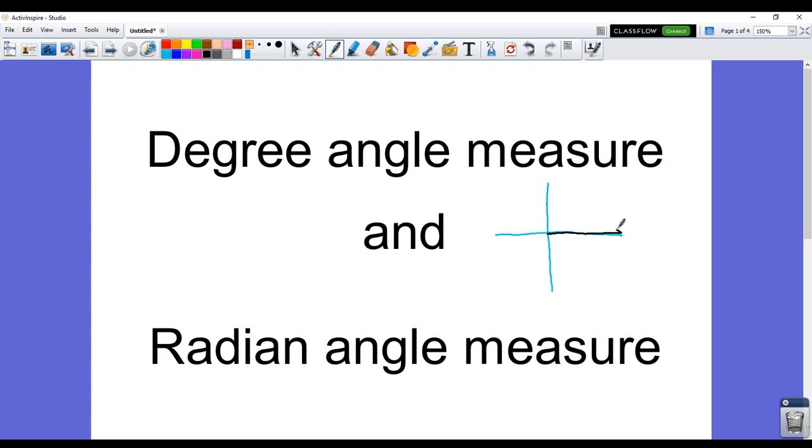The angle always starts here, and then we rotate counterclockwise through a certain degree in order to make that angle. This is the angle through which you have rotated. We always start on the positive x-axis, and this is called your terminal side, the side that you end at. Positive angles go counterclockwise, and negative angles go clockwise. So that's what we're going to be doing today. Let's get some practice.